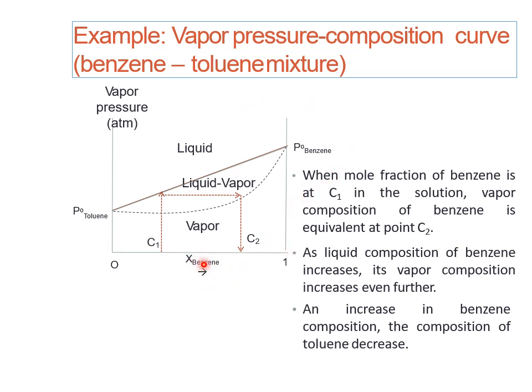If you have benzene, the mole fraction of benzene, so let's say it starts from 0 to 1 mole, right? Again, it starts at C1, okay, C1. When the mole fraction of benzene is at C1 in the solution, the vapor composition of the benzene is equivalent to point C1, and then as the liquid composition increases, the vapor composition increases even further, and it is vaporized to produce liquid vapor at this point. So this is the region where it has equilibrium. So make sure you note this down as equilibrium between liquid and vapor, and then it will condense back to produce more fraction of C2.